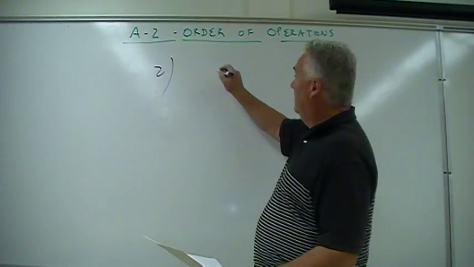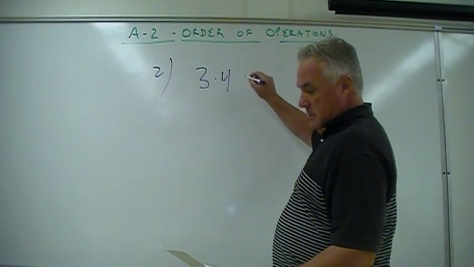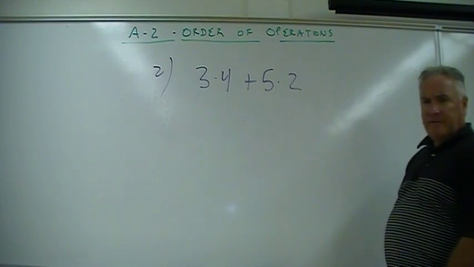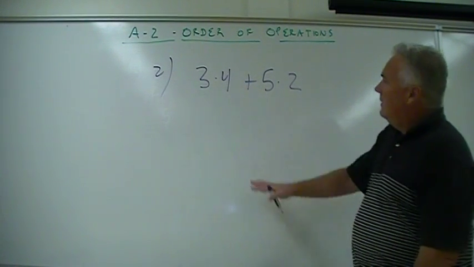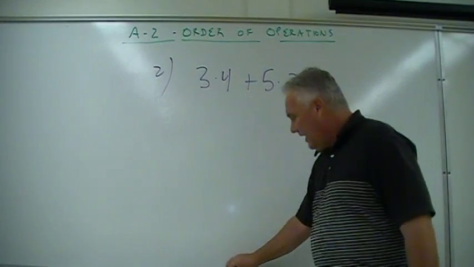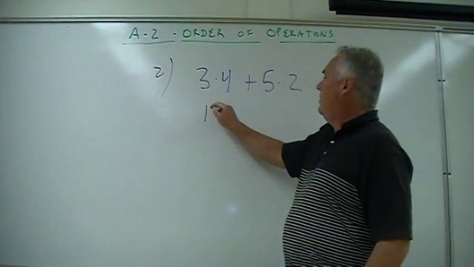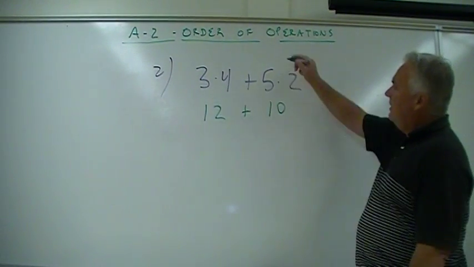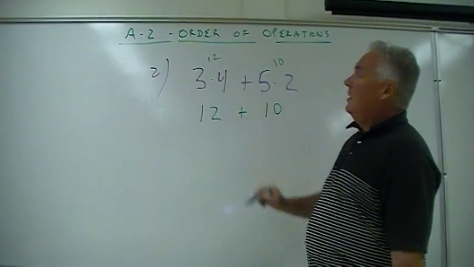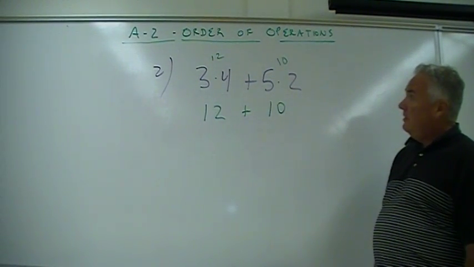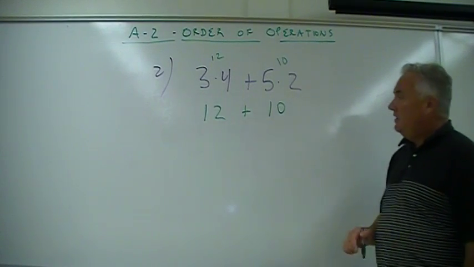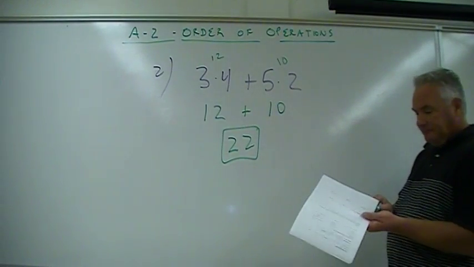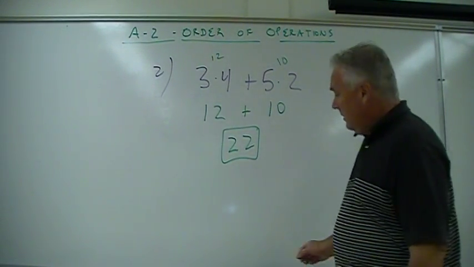Number 2. So, 3 times 4 plus 5 times 2. Times, add times. We do our times first. So 3 times 4 is 12, plus 5 times 2 is 10. Sometimes people write the numbers up at the top first to kind of show the math, then show the next step. 12 plus 10 is 22. So there's number 2.